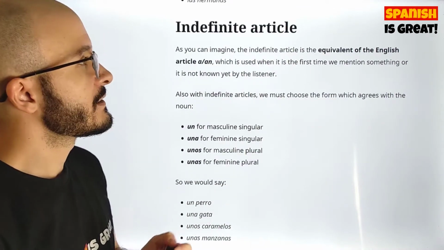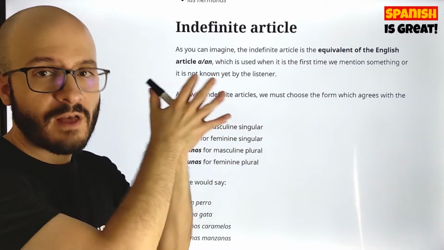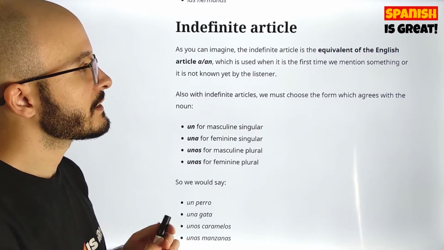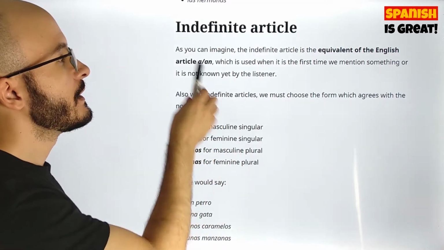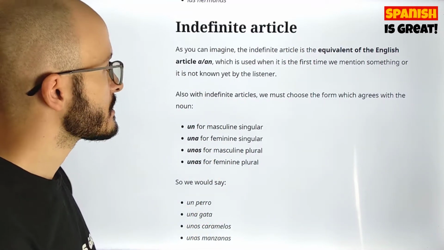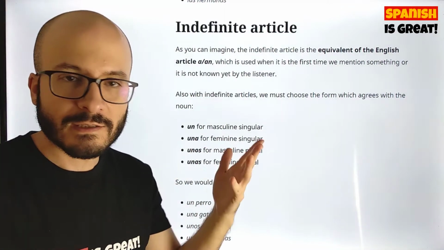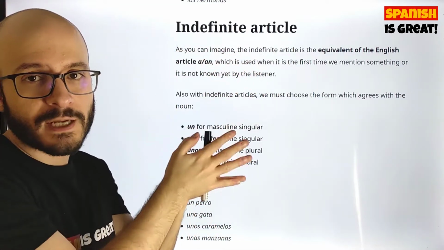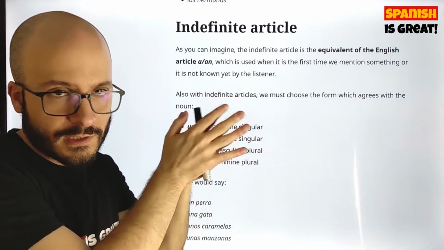Then, the indefinite article. We have seen the definite article, the equivalent of the. Now, as you can imagine, the indefinite article is the equivalent of the English article a or an, which is used when it is the first time we mention something or it is not known yet by the listener, etc. So pretty much we use the indefinite article in Spanish when we would use the indefinite article in English. So it's easy.